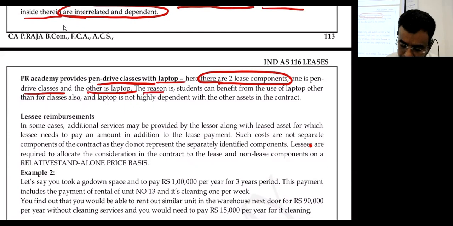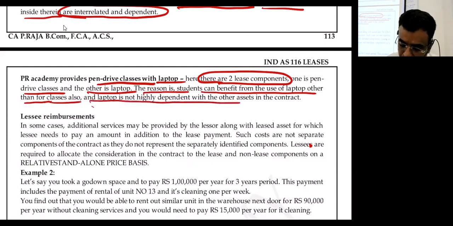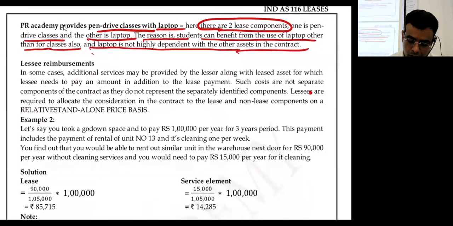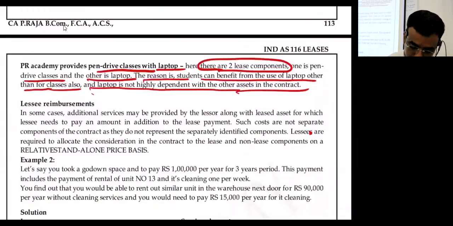The reason: students can benefit from the use of the laptop other than for classes also. Of course, that laptop we are not going to use only for classes, and the laptop is not highly dependent on the other assets in the contract. Laptop is not highly dependent on the pen drive only. So there are two lease contracts. Hopefully understood. See this, then we will go to the example.